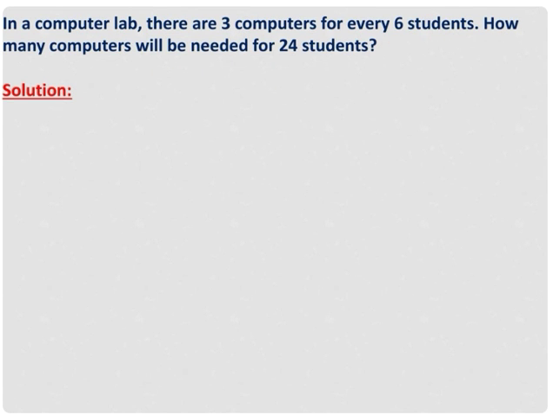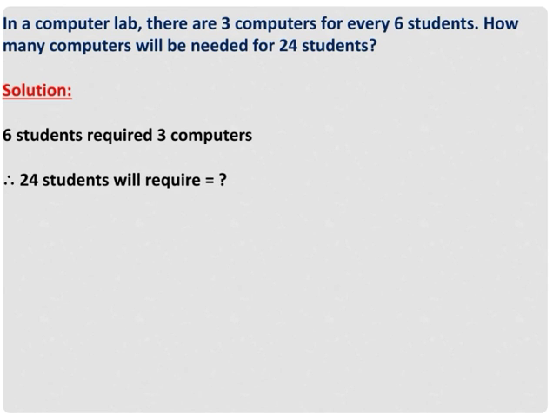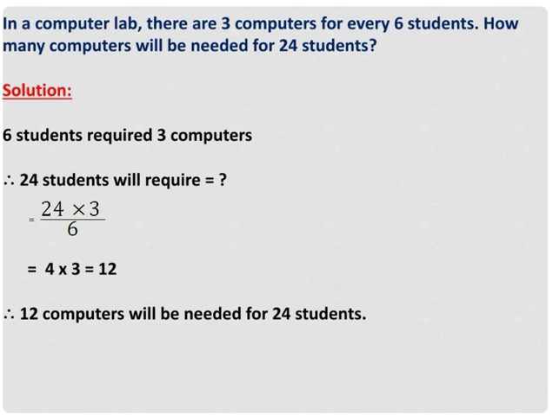In a computer lab, there are 3 computers for every 6 students. How many computers will be needed for 24 students? 6 students require 3 computers, that is given. Therefore, how many computers do 24 students require? So it's a cross multiplication: 24 multiplied by 3 divided by 6. 6 fours are 24, so it's 4 multiplied by 3, which is equal to 12. Therefore, 12 computers will be needed for 24 students.